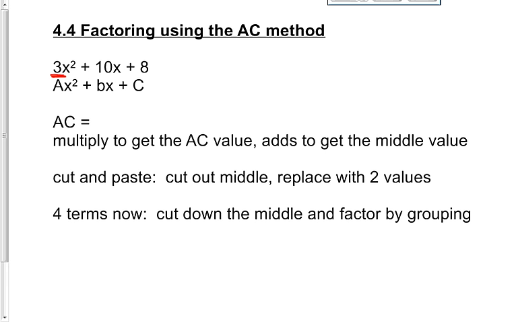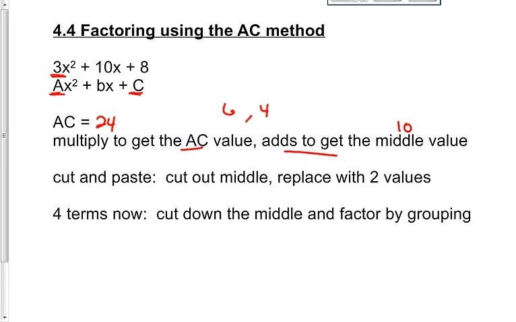Remember, in standard form, ax squared plus bx plus c. What we're going to do is take the a term times the c term and multiply them together. 3 times 8 would be 24. Now, we need to figure out what multiplies together to give us that 24 value, but will add to give us the middle number of 10. Two numbers that multiply together to give you 24 and add to give you 10 would be 6 and 4.